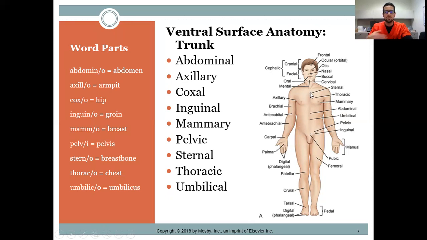Sternal has to do with your sternum. So this bone right here is known as your sternum. We'll talk about that later in the chapter when we're going over CPR.